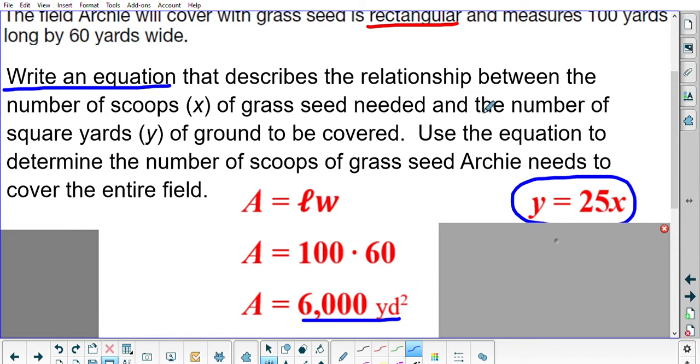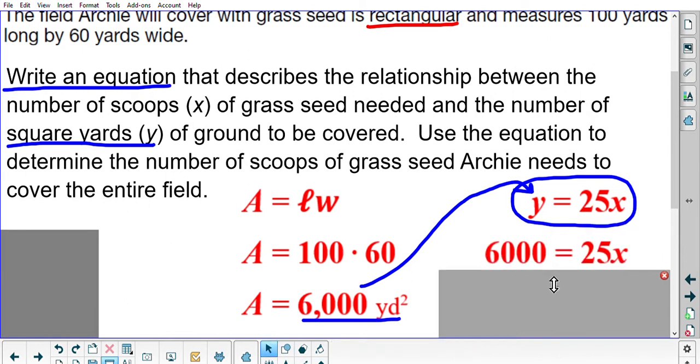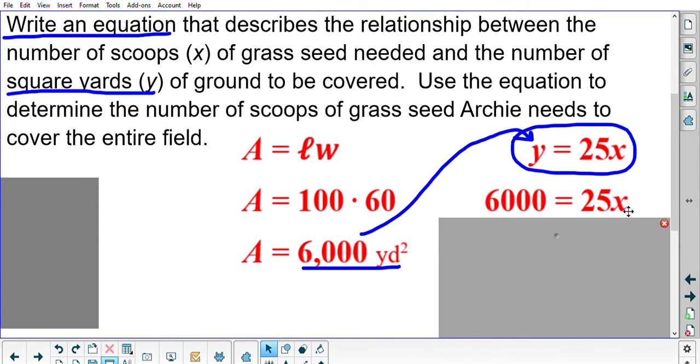Well, look back at the paragraph. Which variable is the square yards? It is Y. So that 6,000 needs to go in for the Y. So if I substitute Y with 6,000, then to solve for X, which is the number of scoops, and by the way, that's what the problem wanted me to find, was to determine the number of scoops of grass seed.